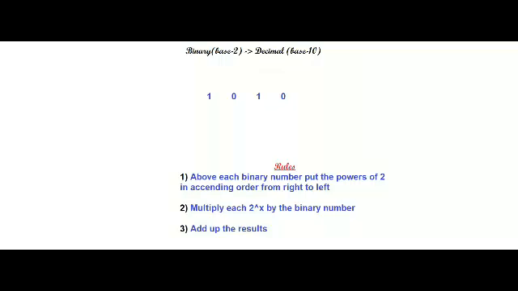So let's get started. We're going to follow the first rule, and above each binary number we're going to put the power of 2 in ascending order from right to left. We're going to start from this 0. We're going to put 2 to the power of 0, then 2 to the power of 1, 2 to the power of 2, 2 to the power of 3. So this is what I mean by ascending order. It goes from right to left, and the power is to ascend.